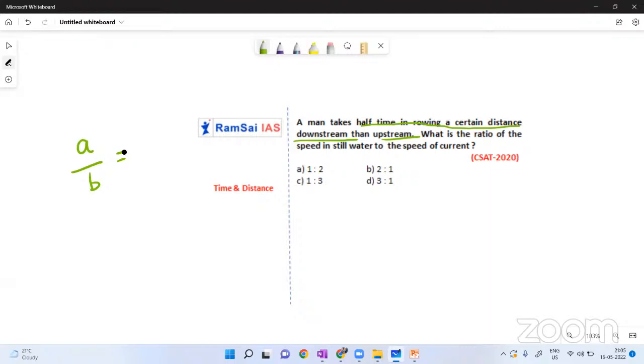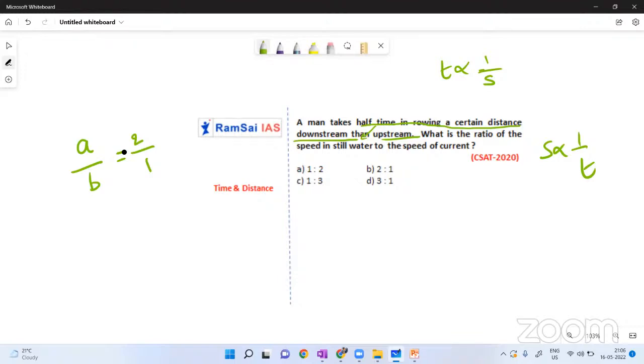Normally it should be 1 is to 2 because it is giving time. But time and speed are inversely in proportion, no? That's the reason we should consider it as 2 is to 1. It is not 1 is to 2, it is 2 is to 1. Because time and speed are inversely in proportion. If you don't understand, no problem. Just take a screenshot and try it on your own again.